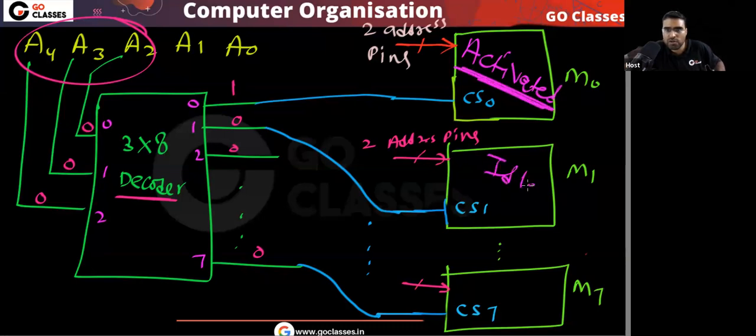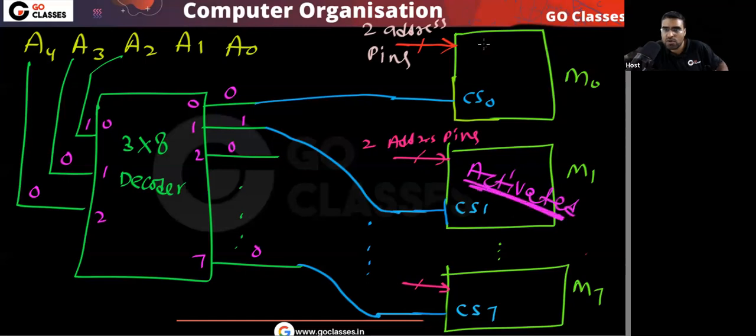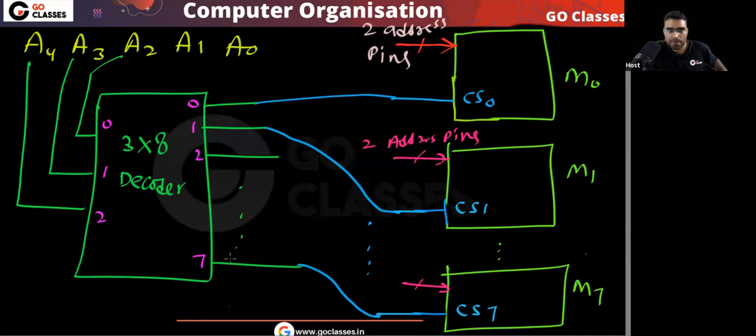Okay, so this will be idle. This will be idle. Okay, similarly, let's assume I give you an input like this. In this situation, what will happen? In this situation, this will be 1 and all other will be 0. So in this situation, this will be activated. Okay, this will be idle. This will be idle. That's it.